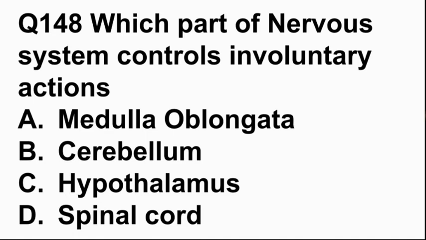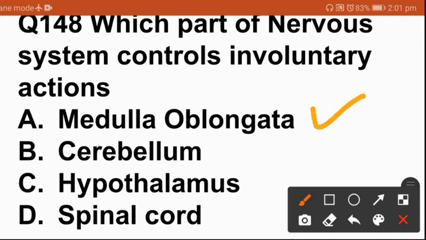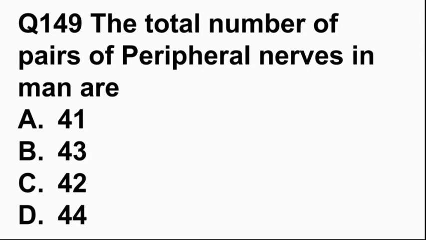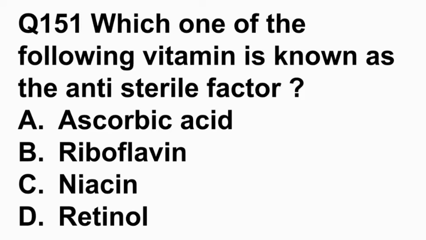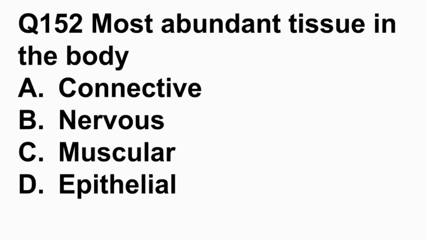Which part of nervous system control involuntary actions? A. Medulla oblongata. The total number of pairs of peripheral nerves in a man are B. 43. The enzyme that is necessary to bring about clotting of blood is C. Thrombokinase. Which one of the following vitamin is known as the anti-sterile factor? B. Riboflavin. Most abundant tissue in the body. A. Connective.